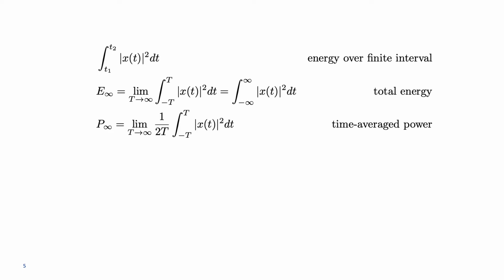So we can obtain it by taking the integral between minus t and t of the square magnitude of x, dividing by 2t, which is the duration of the interval, and then taking the limit for t that goes to infinity. This is the time average power. Notice that the signal x of t could possibly be complex, and that is why we use the magnitude.